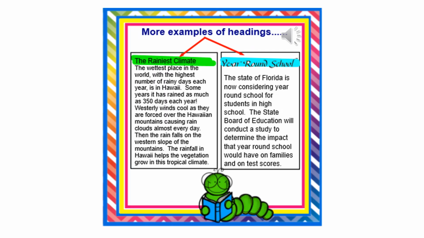Here are a few more examples of headings. Notice the heading on the left, highlighted in green, is labeled the rainiest climate. The heading on the right, that's highlighted in blue, is year-round school. What do you think the rainiest climate text is about? What do you think year-round school text is about? You think about it and let us know.